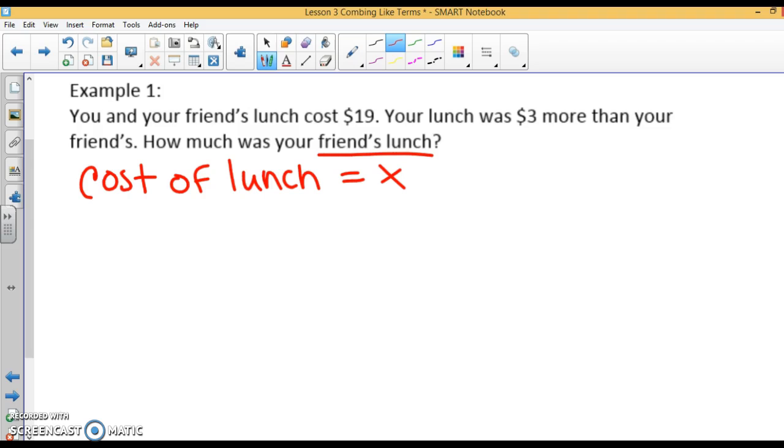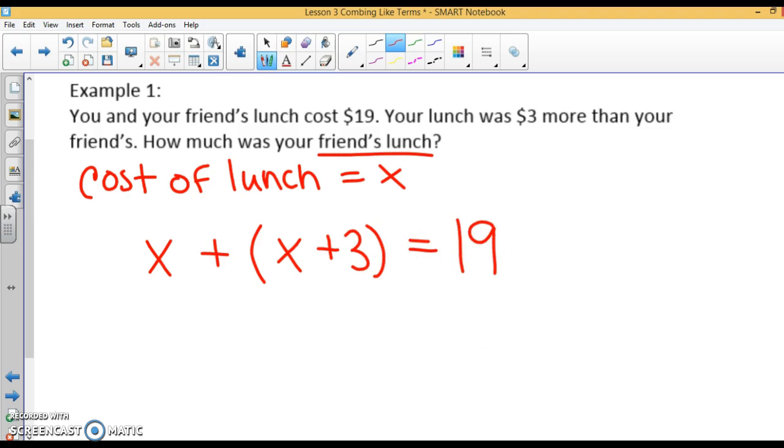So we know that both of our lunches combined cost $19. So clearly we're going to add the totals of our lunches up to get 19. But it says my lunch was $3 more than my friend's. So if my friend's lunch costs x amount of dollars, I'm going to add my lunch to it. I'm just going to put this in parentheses. So my lunch was my friend's lunch plus $3 more. Don't you agree that that would be the total for your lunch? And then it would equal 19.